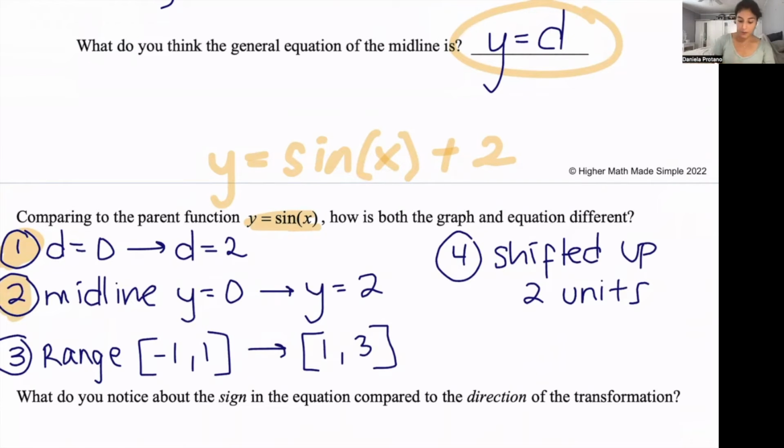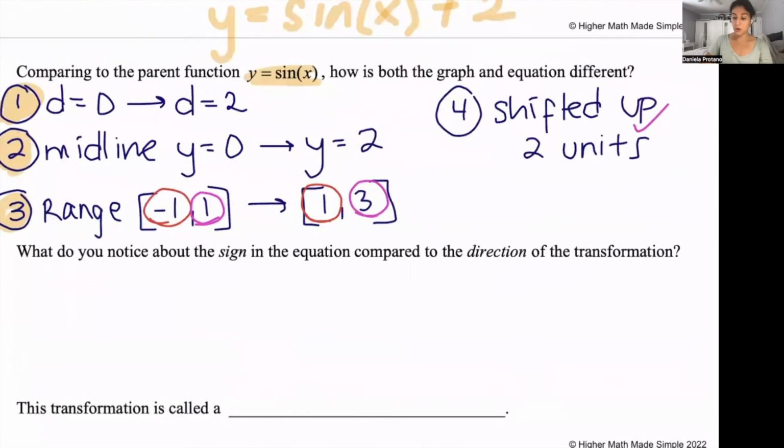Now, the other thing that changes is the range. If you remember from geometry class where you did talk about translation, you can add 2 to both of the y values. In other words, -1 plus 2 is 1, and 1 plus 2 is going to be 3. And that's where that comes from. So the range is also different. And last but not least, most importantly of all, we can see that it's going to be a vertical shift. It's shifted up 2 units.